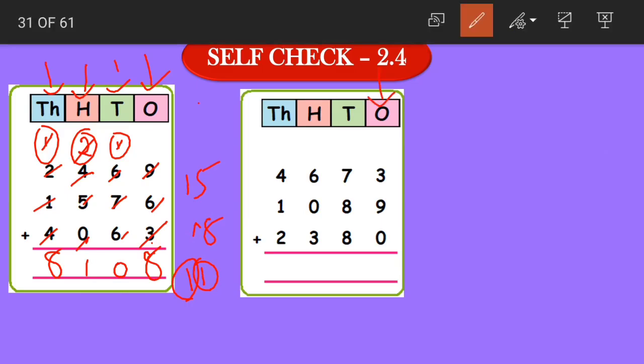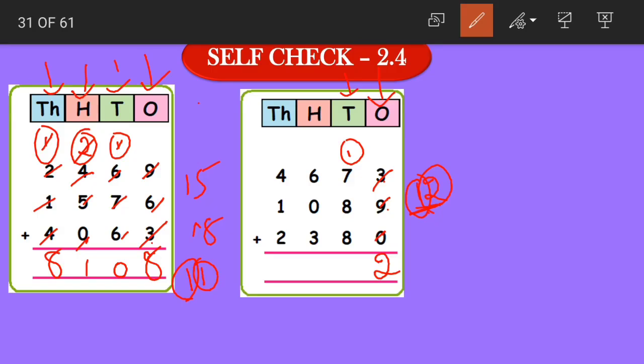Moving on to the next question. In the ones place we have 3 plus 9 plus 0. 3 plus 9 becomes 12 and 12 plus 0 becomes what children? Any number added to 0 gives the number itself. So 12 plus 0 is equal to 12. The digit in ones place is written here and the digit in tens place is carried.